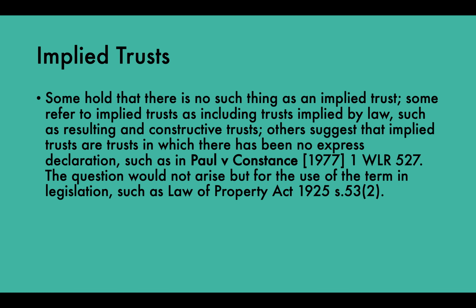And there's also this category called implied trust, and some people hold there is no such thing as an implied trust. Some refer to implied trust as including trusts implied by law, such as resulting and constructive trusts. Others suggest that implied trusts are trusts in which there have been no express declarations, such as in Paul and Constance in 1977.